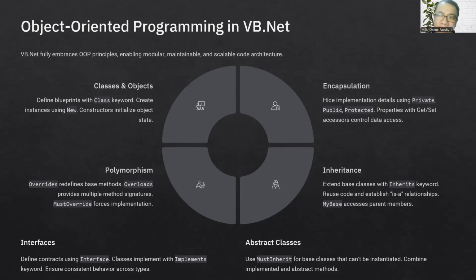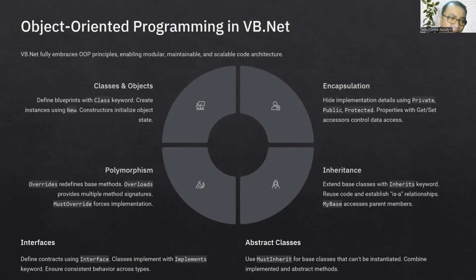So properties with Get and Set accessors control data access and are very user-friendly using VB.NET. Whatever variable values we want to set, we define within the Set block. And if we want to return that value, then we can do it using the Get block. So Set and Get can be defined easily.